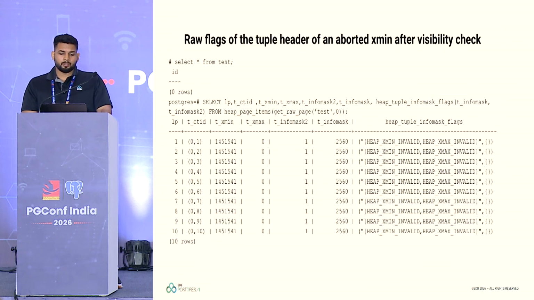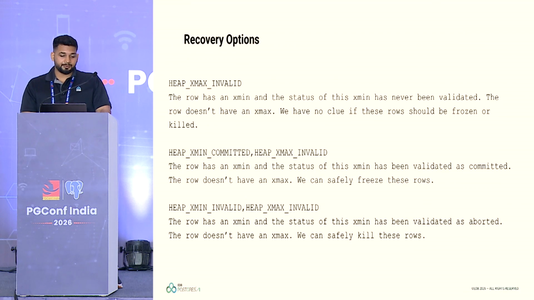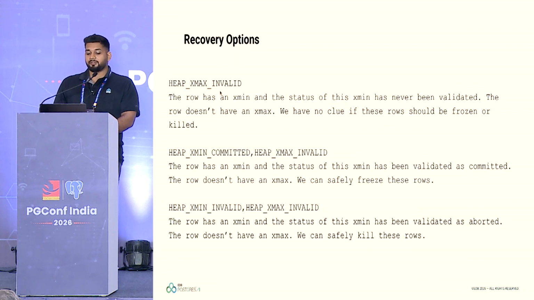So summarizing all of this information on one slide, which is where our recovery options also are. Heap xmax invalid, if you have this flag, it means that nobody has ever tried to validate the status of a transaction, which Postgres has to do the moment you try to read a particular tuple. That has never happened. That's all that this flag means. If you see heap xmin committed and heap xmax invalid, this means that nobody has updated or deleted this row. And we also know that xmin has been successfully committed because somebody has in the past looked at this row through a select statement.